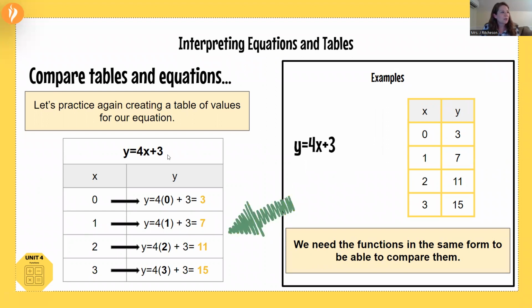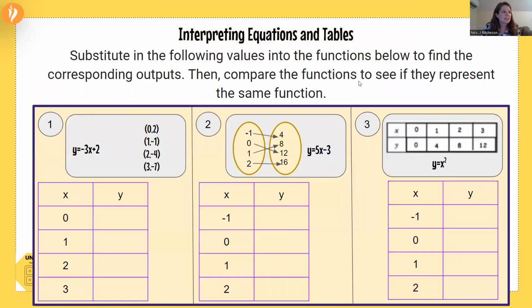Well, they're showing you right here. We're going to do the same thing. We're going to plug x values into our equation. So let's look over here. If x is 0, what's 4 times 0? 0, and 0 plus 3 is 3. Then we can plug a 1 in. 1 times 4 is 4. 4 plus 3 is 7. Plug in a 2. 2 times 4 is 8. 8 plus 3 is 11. If we plug in 3, 3 times 4 is 12. 12 plus 3 is 15. So we know that this T-chart and this equation go together. Yes, they represent the same function.